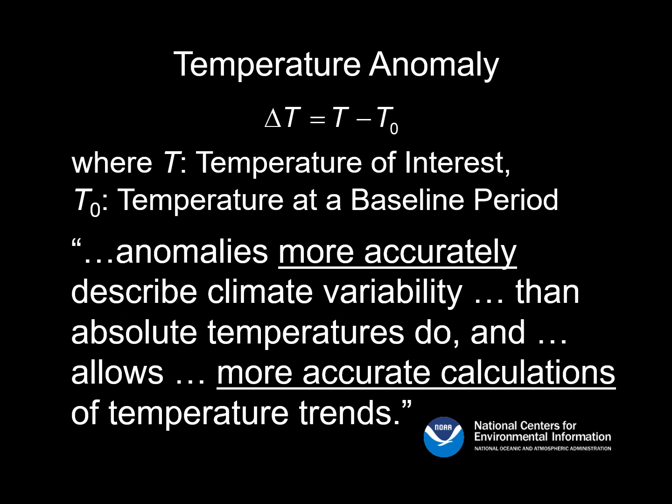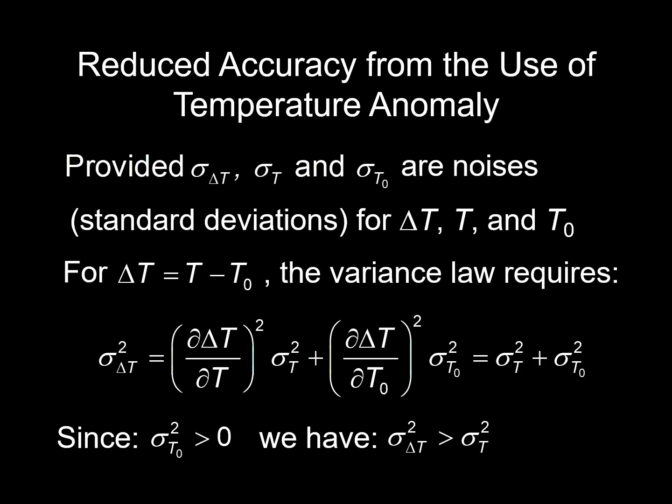The National Oceanographic and Atmospheric Administration and the Intergovernmental Panel for Climate Change claim that the use of anomalies can more accurately describe climate variability than absolute temperatures do and allows more accurate calculations of temperature trends. This claim of increased accuracy cannot be more wrong. We can easily show mathematically the accuracy of temperature change is in fact reduced by using anomaly.